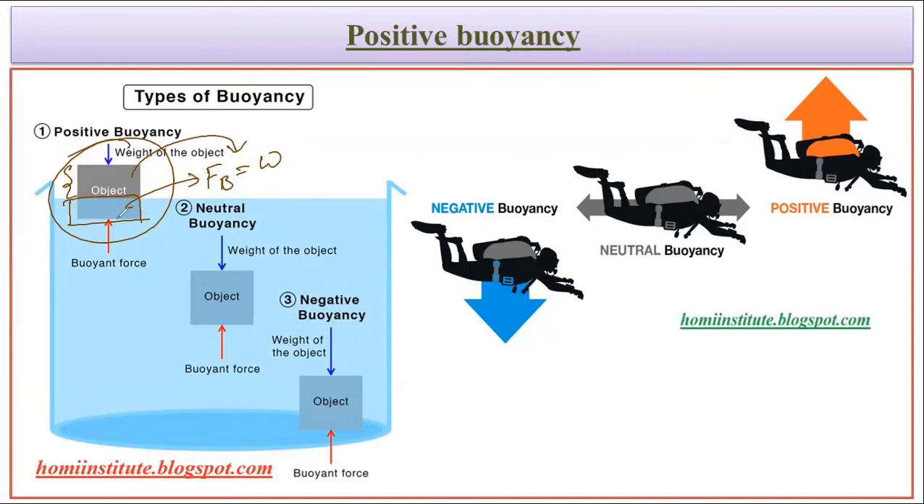So most of the ships or boats, whatever we see or use for different purposes, have been made on the principle of this thing only. But submarines use this principle. Whereas if the weight of the object is much greater than the buoyant force, then the object sinks down completely.